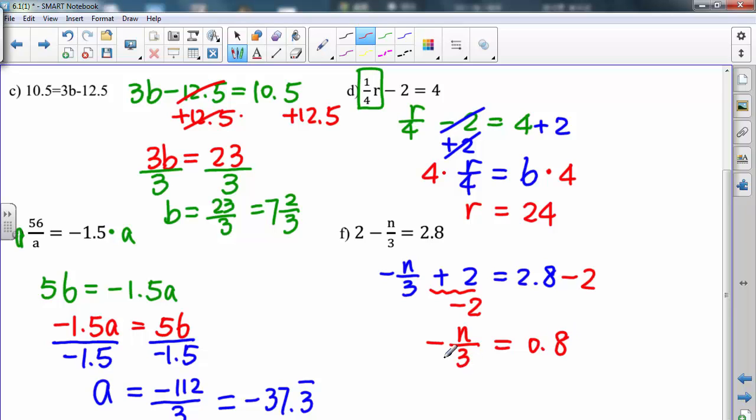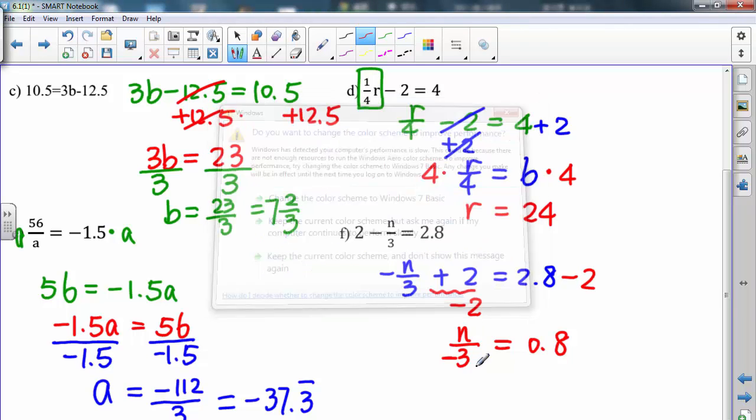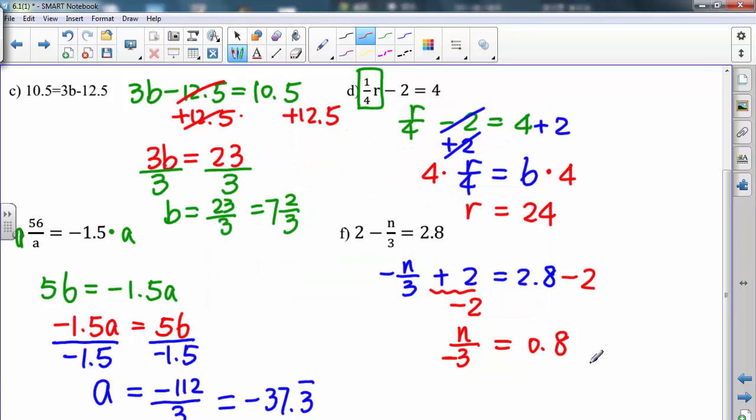This time I have a negative sign in front of this division. We learned this one in Unit 3 already. In a fraction, this negative sign can be taken as the negative sign for the variable or the negative sign for the number in the denominator. So I prefer to put the negative sign in front of the number because the variable n becomes 1n. So this one actually is the same as n divided by negative 3 equals 0.8.